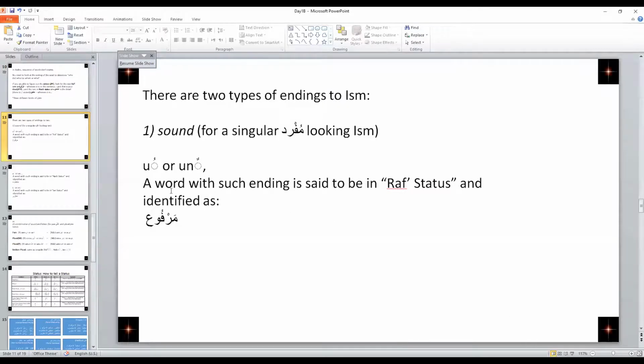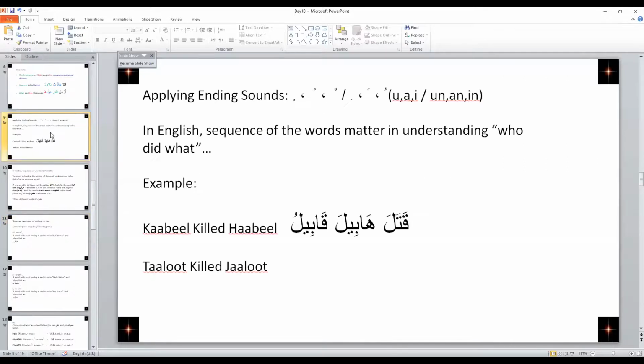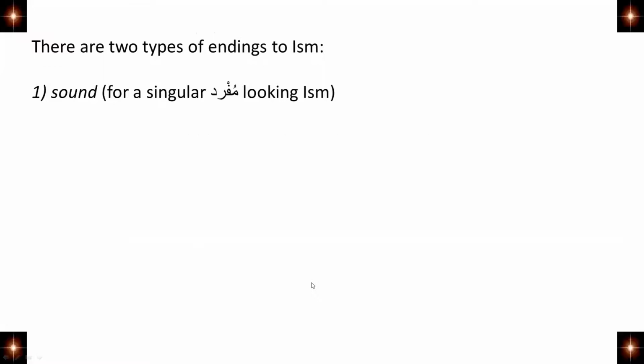Okay, is that what we did? Oh. Okay. So that's what we explained. Now, there are two types of endings. Now, when we said that, how do I identify my rafa, nasb, jar?